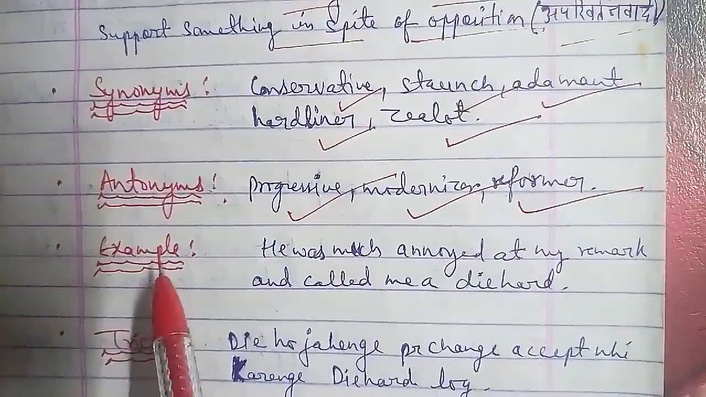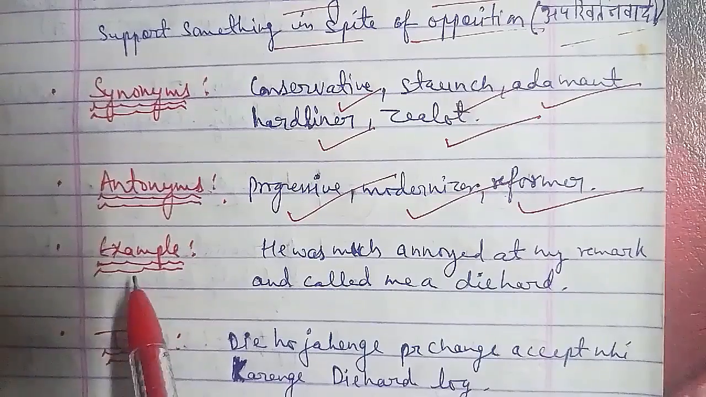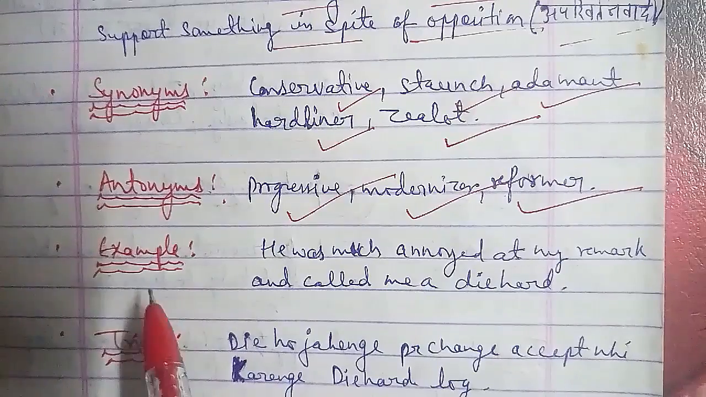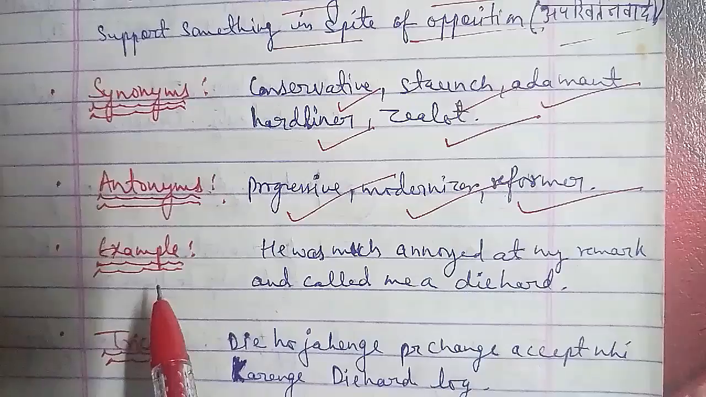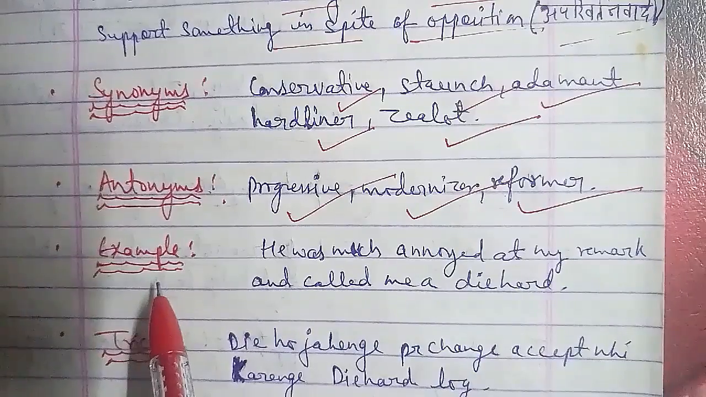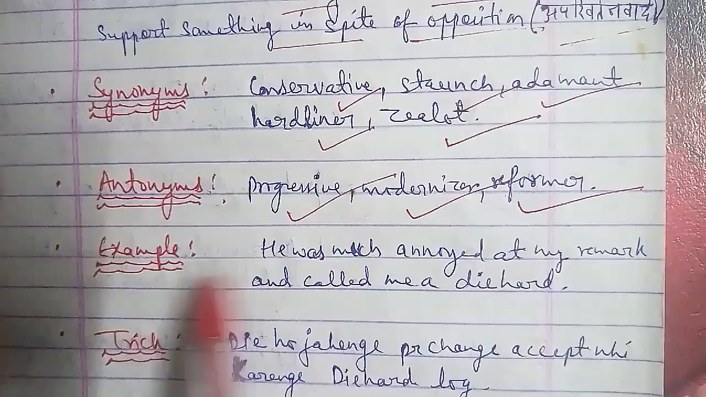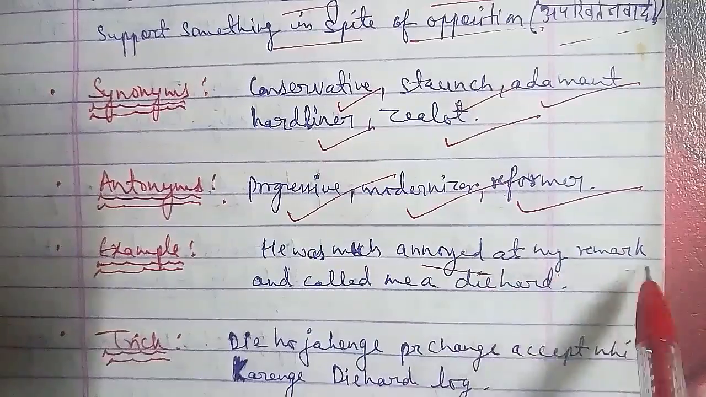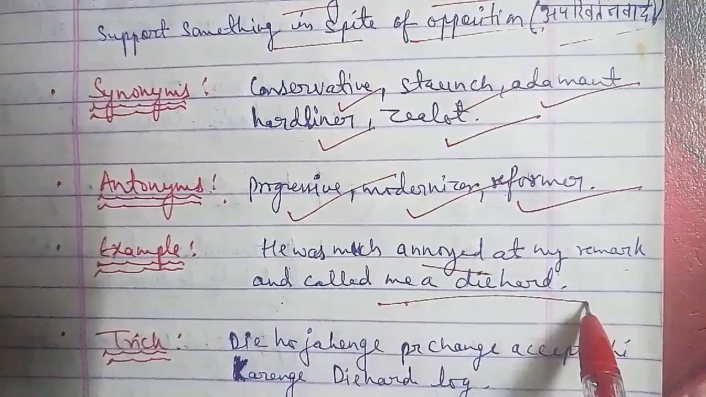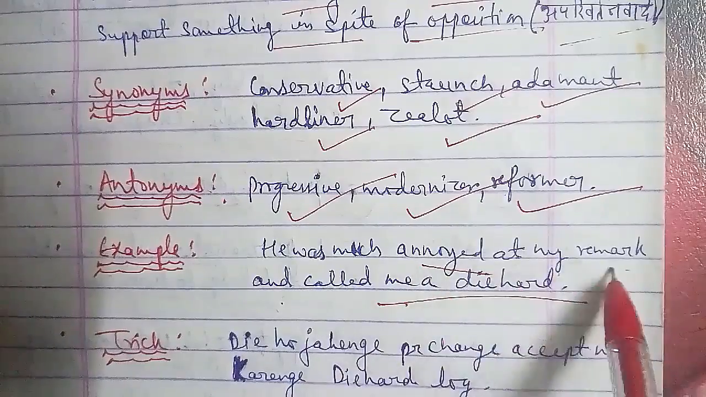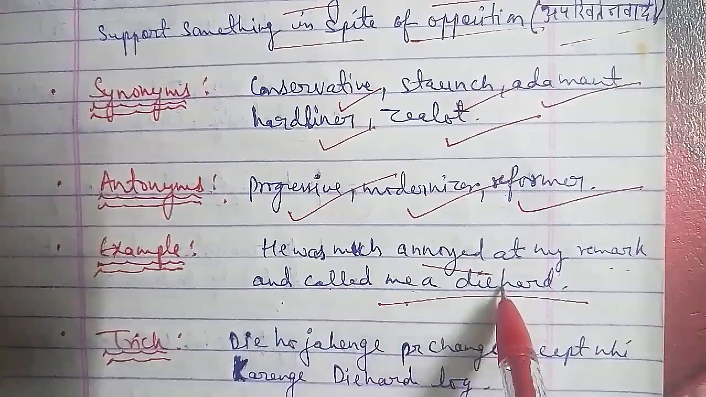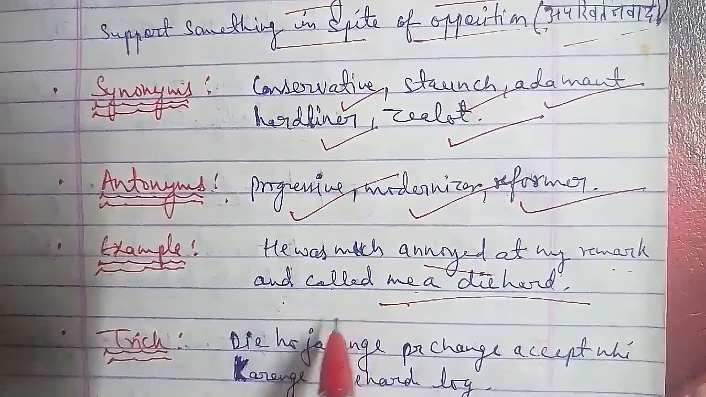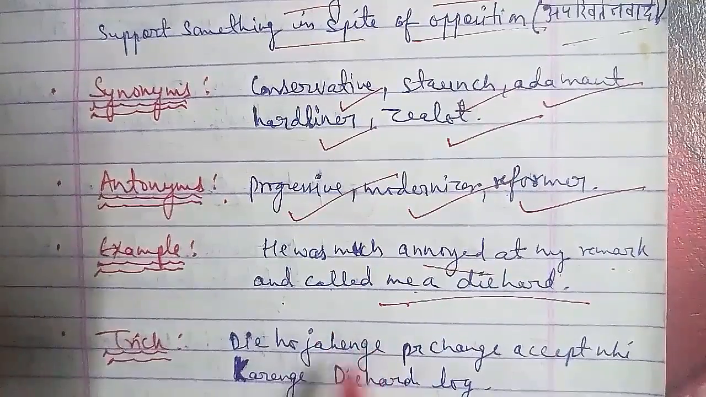Now talking about the examples of die hard here. The examples where you are using the word die hard, you can use those sentences. In Hindi, die hard means aparivartanvadi. The example of die hard is: he was much annoyed at my remark and called me a die hard. That strongly opposes a change, or who continues to support something in spite of opposition. So that is where we are using the word die hard.